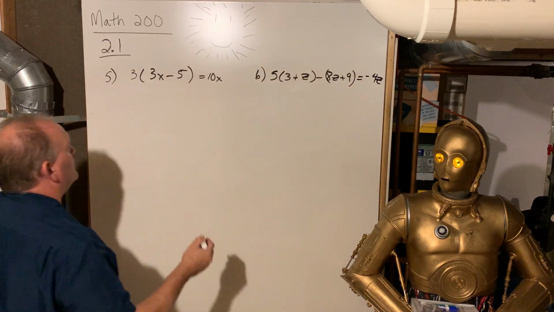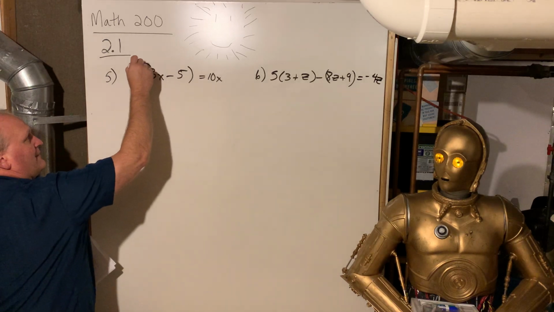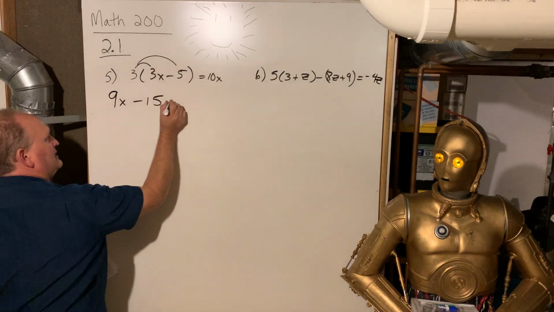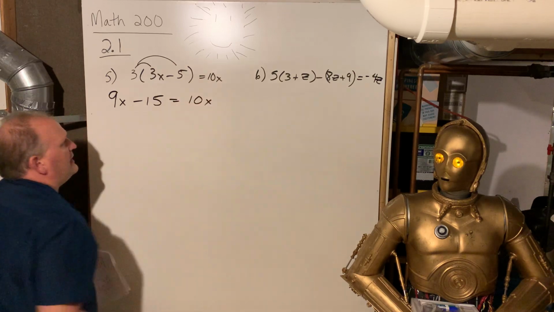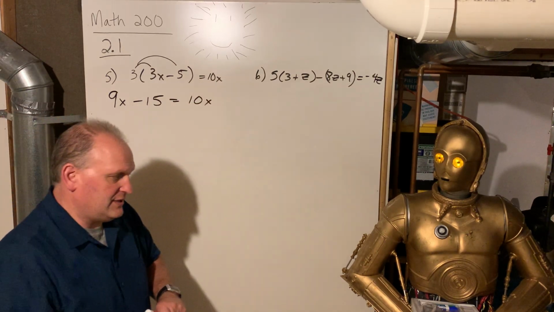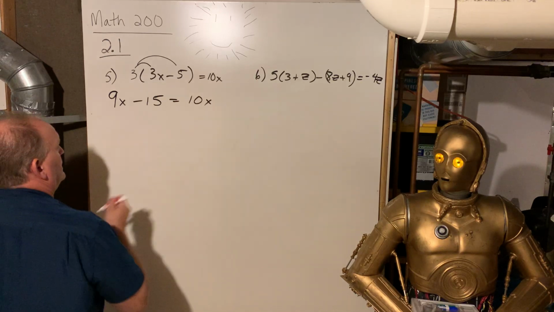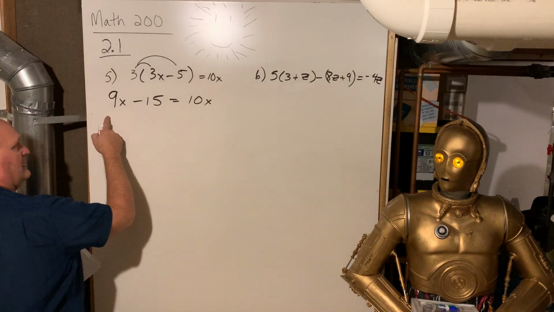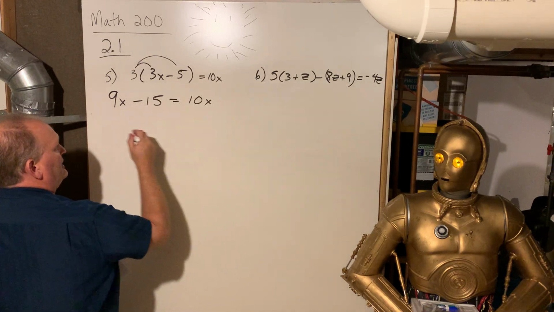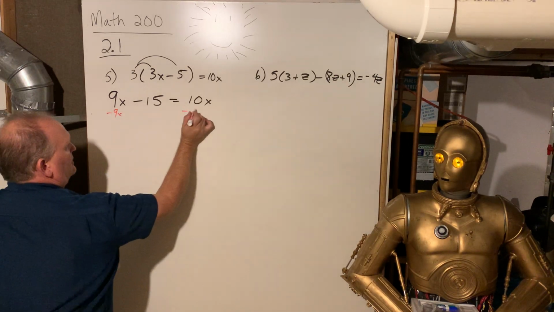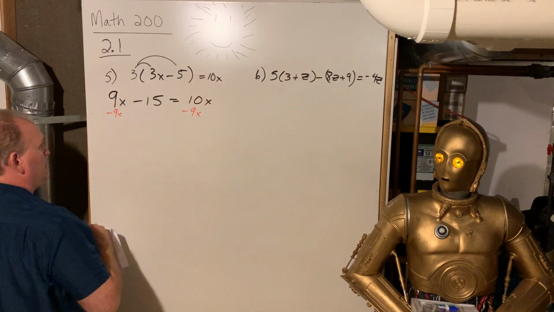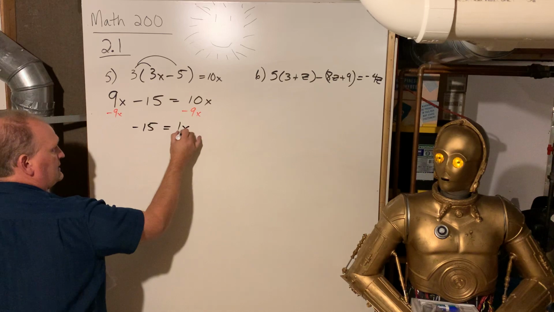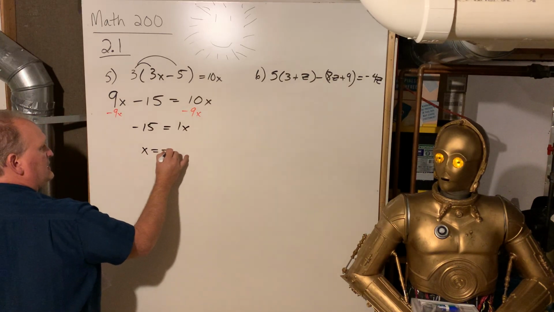All right, so we do the distributive property first. That is 9x minus 15 plus 10x. And now you solve it, just like how you would solve any other equation. So we want to get the variables all over to one side. You don't always have to move the variables to the left side and the numbers to the right side. I could do it either way. And so look, we get negative 15 is equal to 1x, or just x is equal to negative 15.